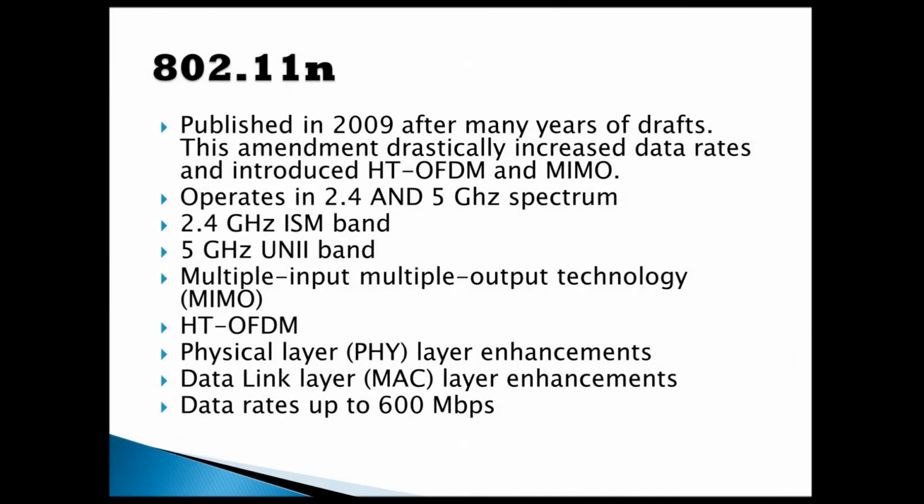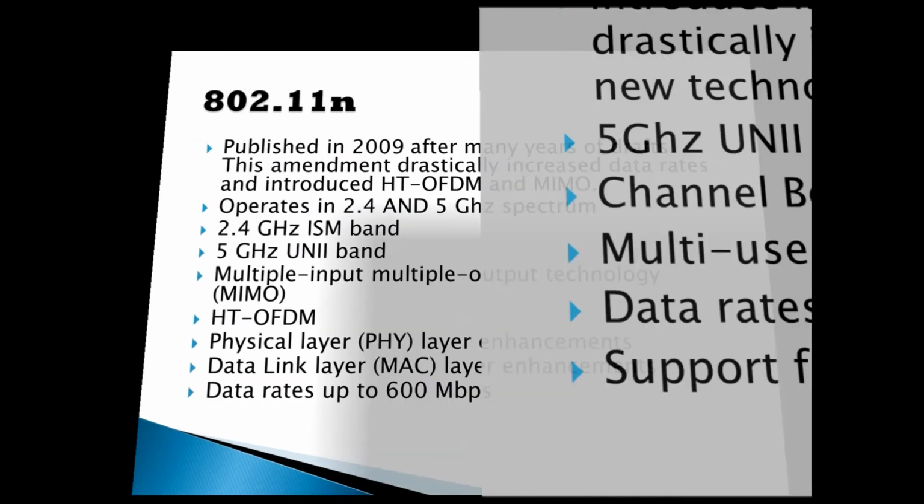802.11n was finally published in 2009. This amendment was evolutionary in the fact that it operated in both 2.4 and 5 GHz bands. 802.11n ushered in several new technologies such as MIMO and high-throughput orthogonal frequency division multiplexing. Once again, the data rates made a jump. The support for MIMO allowed rates as high as 600 megabits per second.